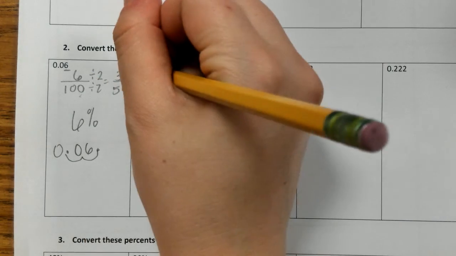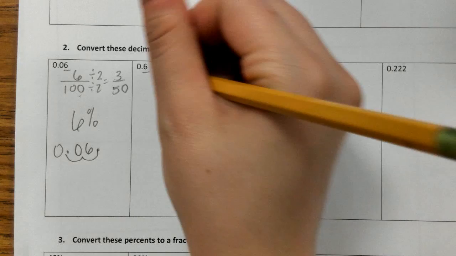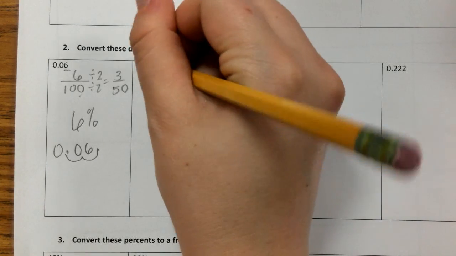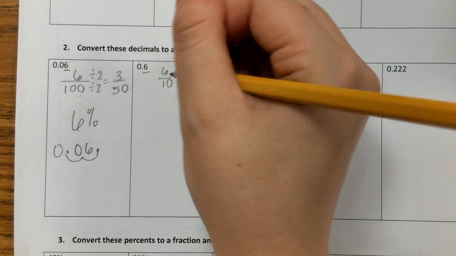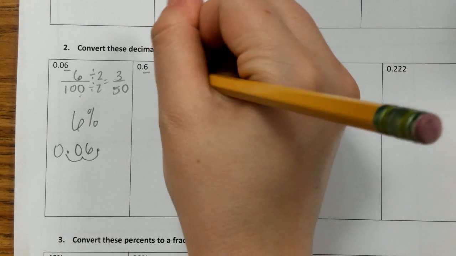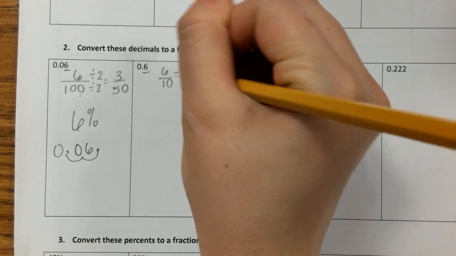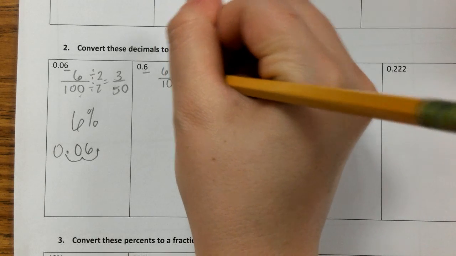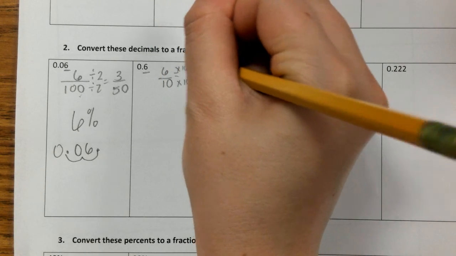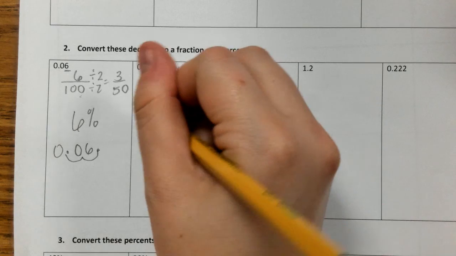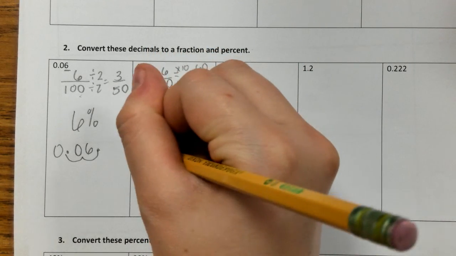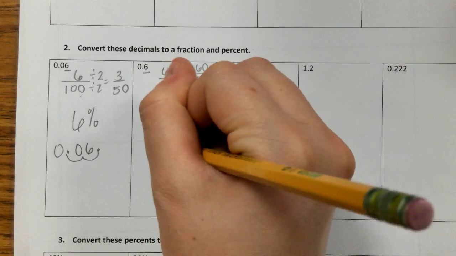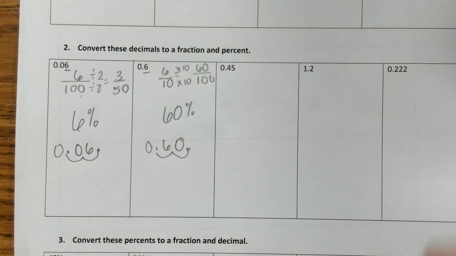All right, let's look at this one. This time the 6 is in the tenths place. So the denominator is 10. Numerator is the number behind the decimal. And we know if we multiply 10 times 10, it makes 100, so 6 times 10 is 60. So percent this time is 60%. We could also have just moved the decimal 2 places to the right, but be careful because we got to add a 0 on that one.